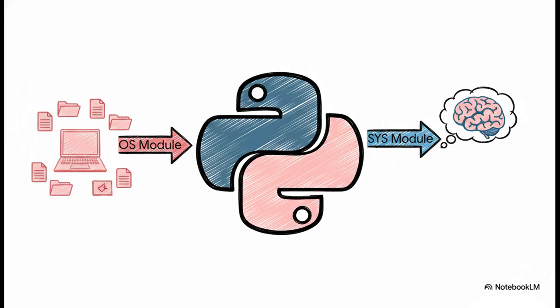Here's the easiest way to think about it. The os module gives your script hands, right? It lets it touch and move and change files and folders. The sys module, on the other hand, gives it a brain and a voice. It lets the script understand itself and listen to the instructions you give it.